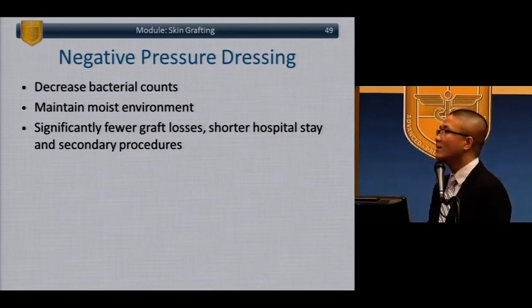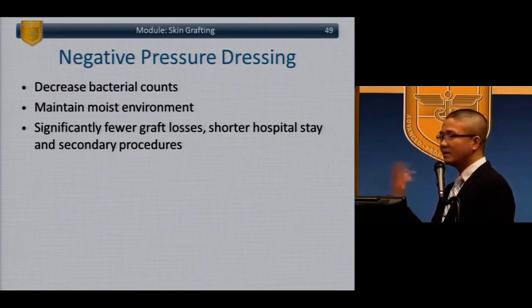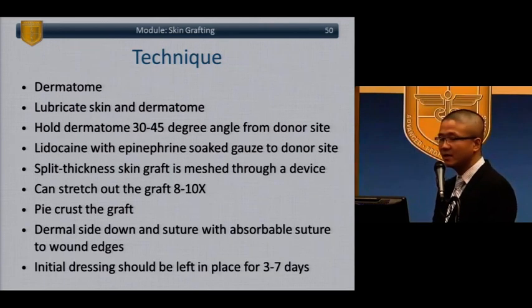So one of my residents asked a simple but very difficult question to answer. They said, I understand you're sucking constantly. If you're constantly sucking things out, how are you maintaining a moist environment? And I guess it's just moist enough. I don't know, maybe somebody in the audience knows the answer to that. But it does maintain a moist environment. I think it's because it is occlusive. There are significantly fewer graft losses with negative pressure dressing, all right? Shorter hospital stay. It's just good stuff.